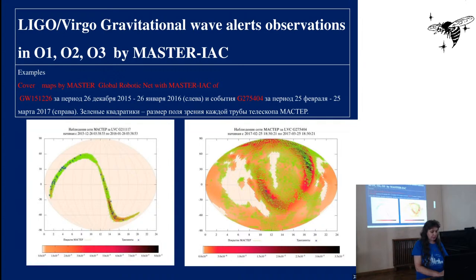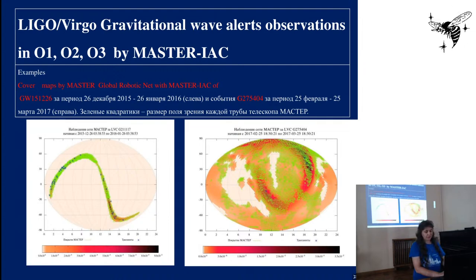The fourth main result of MASTER IAC and MASTER SAAO is the input to the LIGO-VIRGO optical support made by MASTER. Here you can see the coverage maps of some of the alerts that were made during one or two or three epochs of LIGO-VIRGO observational sets. As you see, MASTER made the most input to the optical coverage of every alert. There were about 100 gravitational wave alerts, more than 75, and all of them were observed by MASTER.